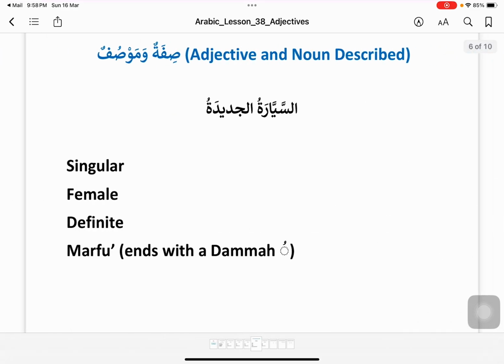Next example, as-sayyaratu al-jadidatu. So here it's singular, female. As-sayyaratu al-jadidatu. Okay, definite, both have al, and marfu, both have dhamma at the end.